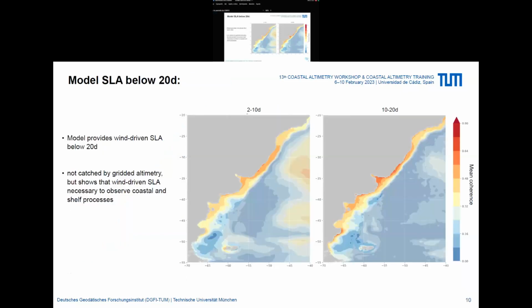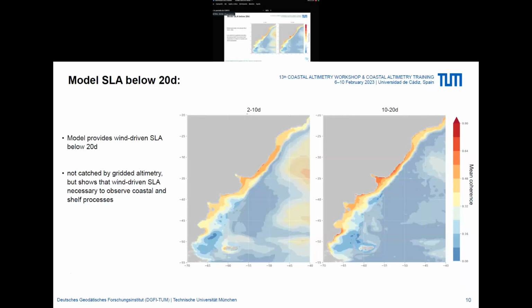To give you the full picture, we also have to talk about things below 20 days because nice things are happening there. This is the coherence of wind and sea level anomalies coming from the model, because they actually show a good agreement along the whole coast. Of course, this is not caught by gridded altimetry, so it was not possible to make with this gridded product. But it shows that wind-driven sea level anomalies are really necessary to observe the coastal shelf processes.